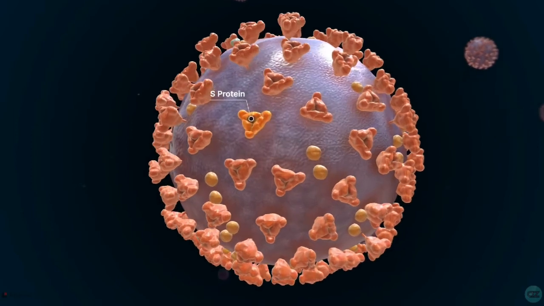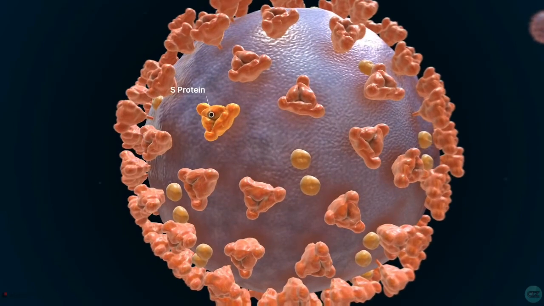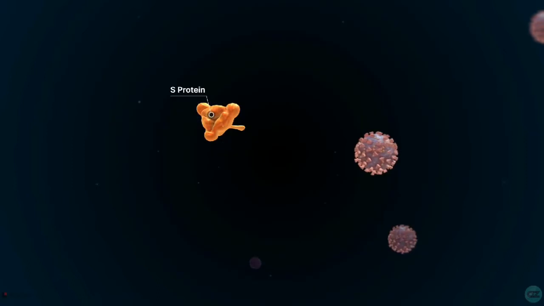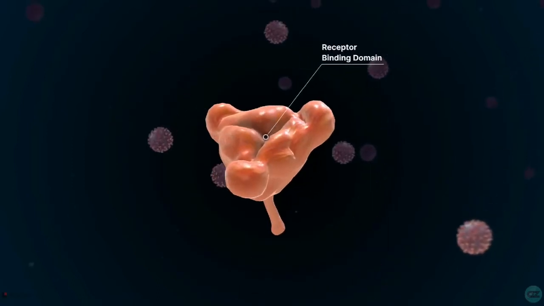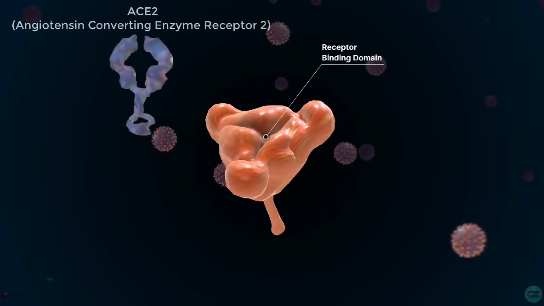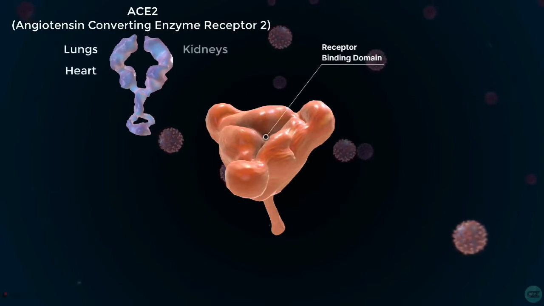This protein is responsible for allowing the virus to attach to the membrane of the host cell. It contains a receptor binding domain which recognizes a specific receptor, the angiotensin converting enzyme receptor 2, which is expressed in the lungs, heart, kidneys, and intestines.